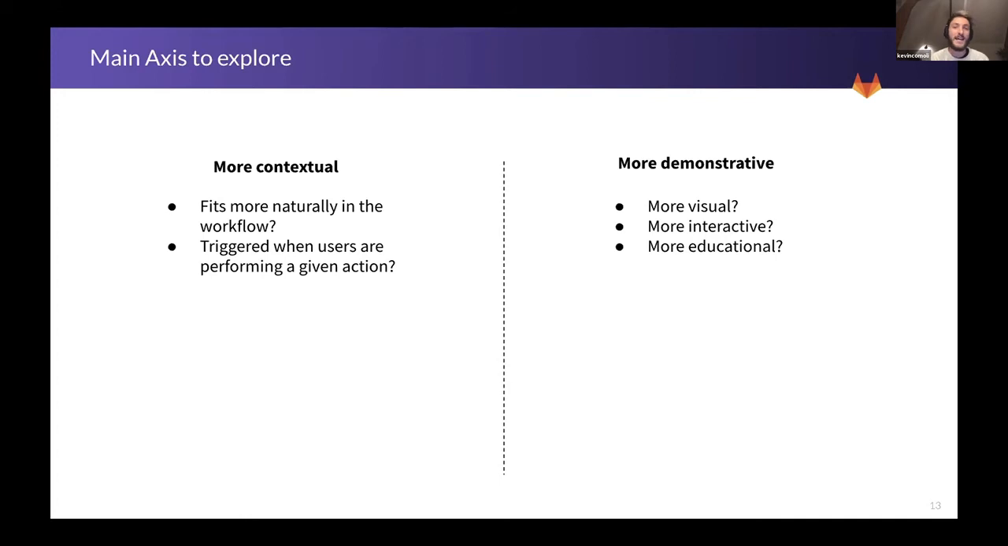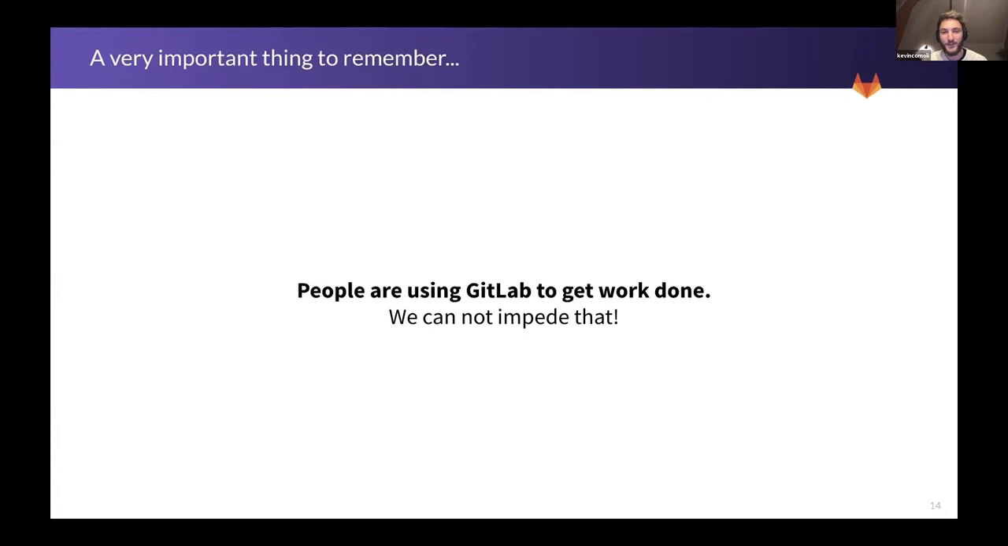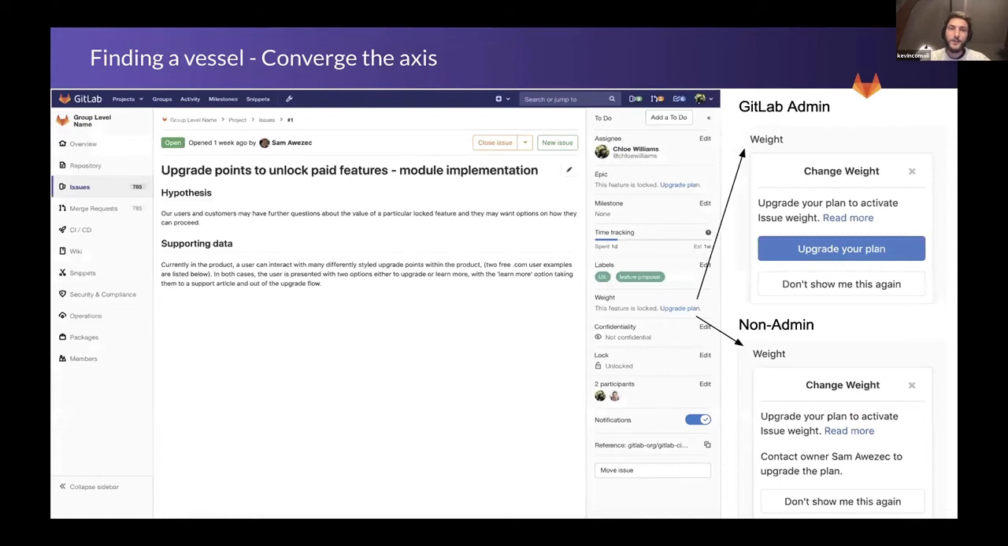You may notice that I'm saying a lot of "more," and a very important thing to remember is that people are using GitLab to get work done, and we cannot impede that. We cannot throw a bunch of feature explanation at them while they're trying to do something, because then we're going to add cognitive load to their workflow, and this is not going to be efficient at all. So we needed to find a vessel to test this hypothesis and to make all of those axes converge.